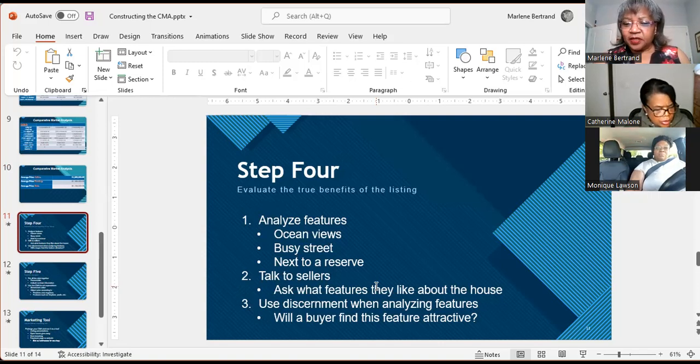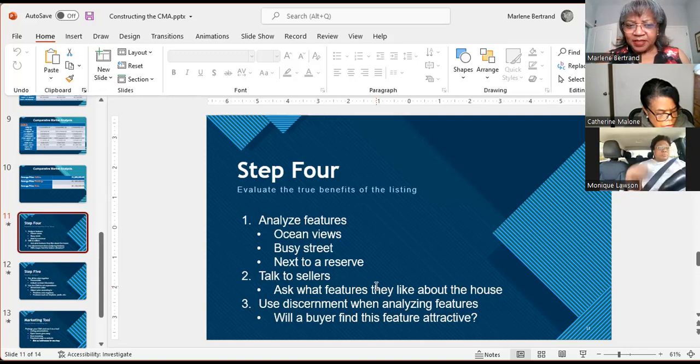And then you want to know, is a buyer going to find that feature attractive? Maybe they like the fact that they have a tree in their front yard and the roots are sticking up. Okay, maybe they think that's quaint and cute, but will a buyer think that's cute? So you want to look at it from the buyer's point of view when you're pricing a home, whether you're pricing it for listing or pricing it to help a buyer make the right decision on what they're going to offer.